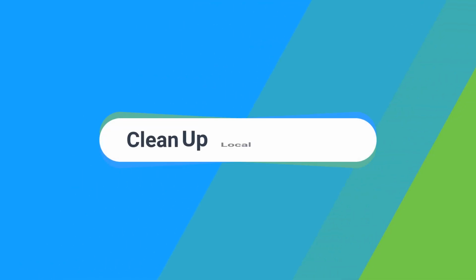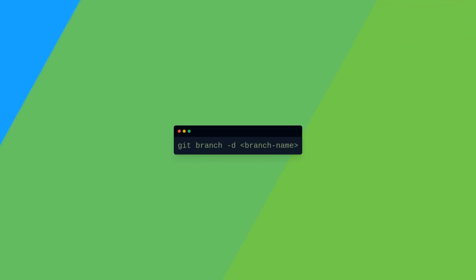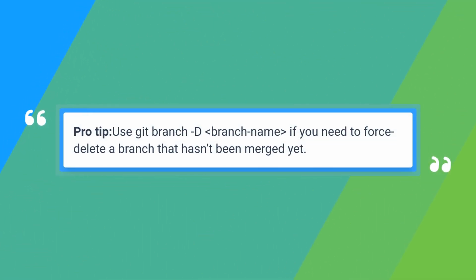Clean up local branches. Once you're done with a feature, don't let old branches linger. Clean them up with this simple command. Why it's cool? Keeping your local branches clean helps you focus on what matters without the clutter. Pro tip: use git branch -D if you need to force delete a branch that hasn't been merged yet.